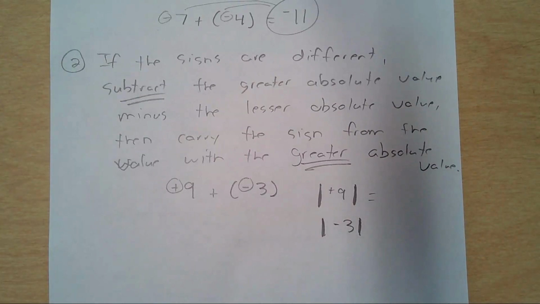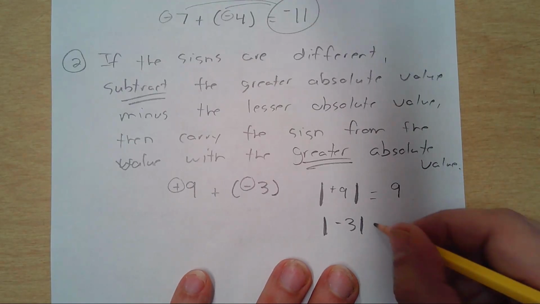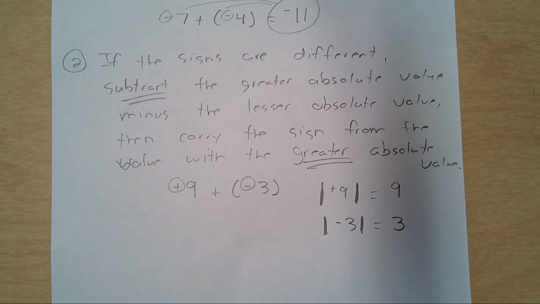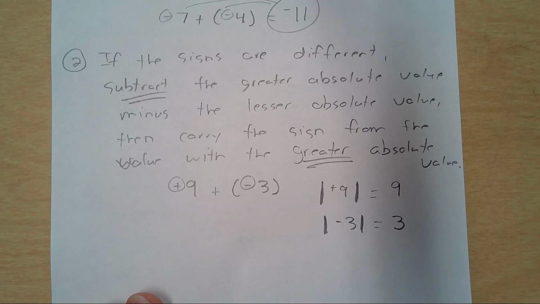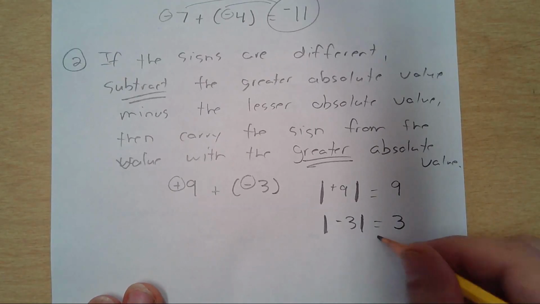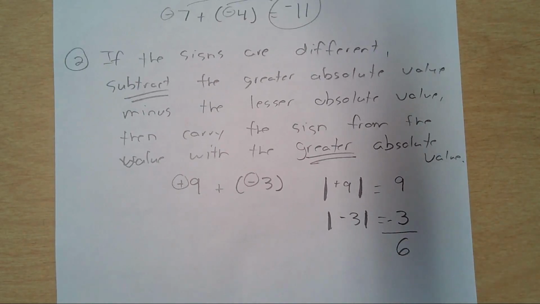Absolute values are always positive. So the absolute value of +9 is 9. Absolute value of -3 is 3. But you always want your greater value on top, the greater absolute value. In this case, the absolute value of +9 is greater than the absolute value of -3. But when you do this subtraction problem here, you should always come up with a positive number. Always. I mean, always. So what's 9 minus 3? 6. So my answer is either +6 or -6. It's one of the two.